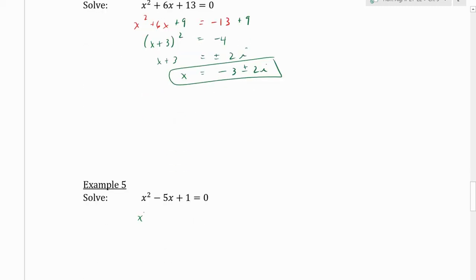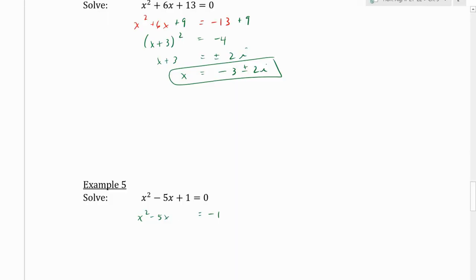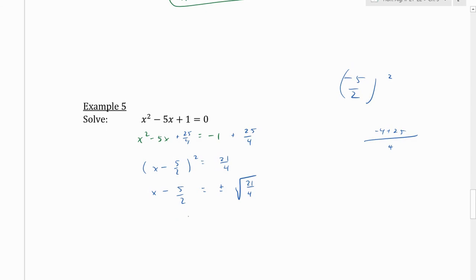Okay. X squared minus 5x is negative 1. So I've moved the constant over there out of the way so I can complete the square. Half of 5 and then square it. 25/4. So the perfect square I just created over here is x minus 5/2. Now if I get a common denominator, there's 21/4. And you're saying, what did you square to get that 21/4? Well, it's either positive or negative square root of 21/4.